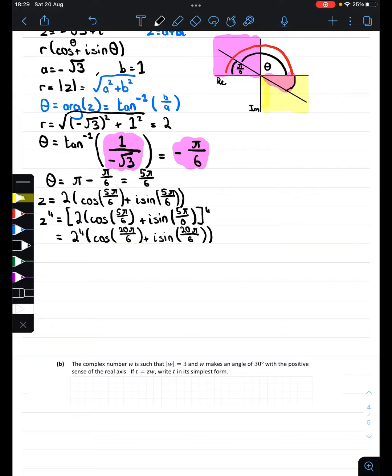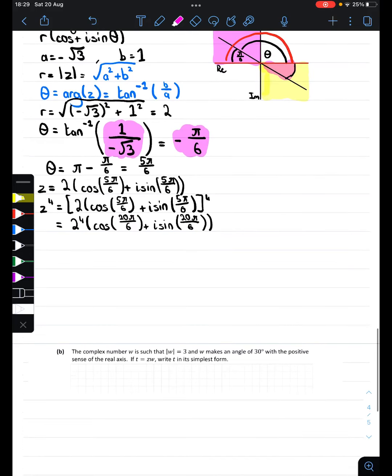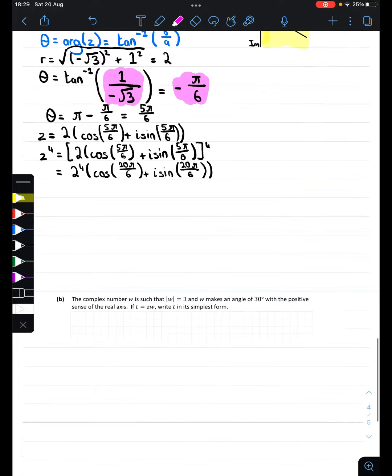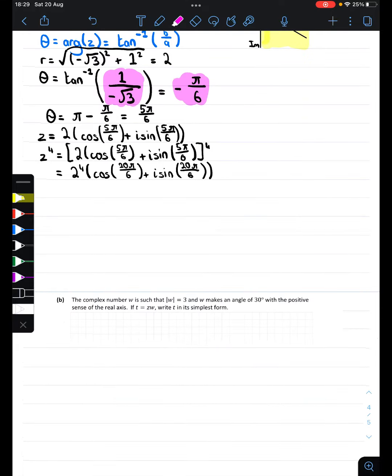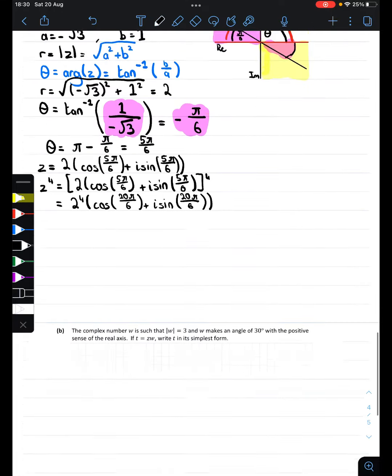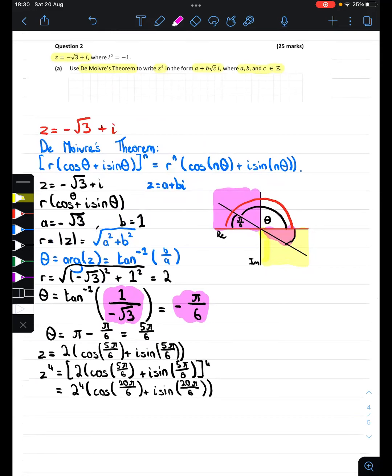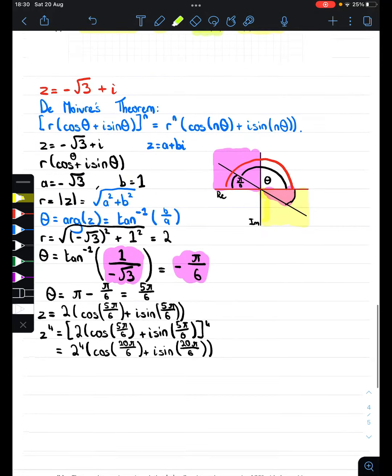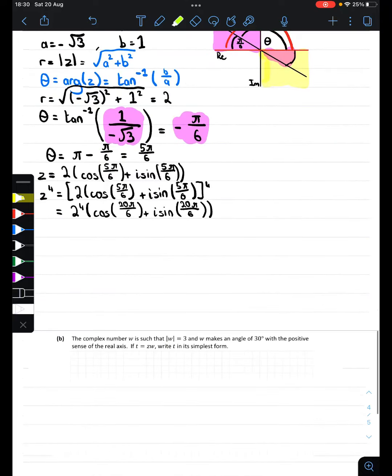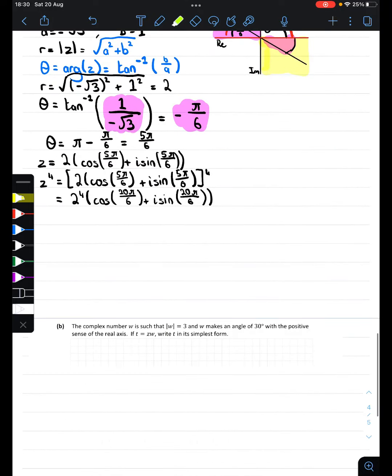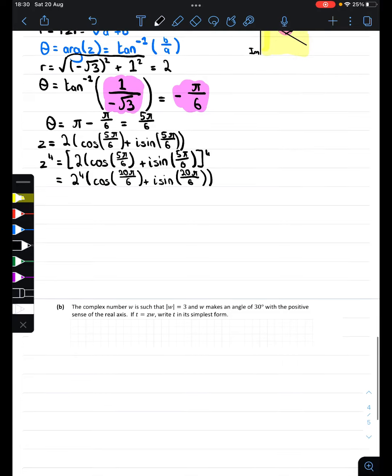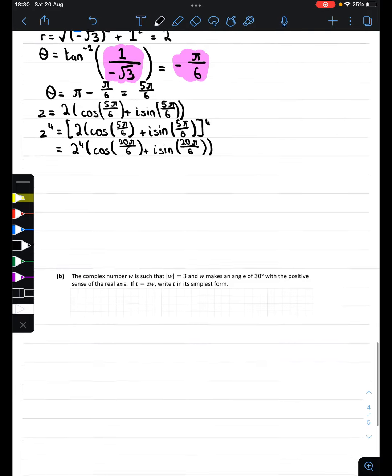Now you can simplify 20 pi over 6, but there's really no need to, because we're not going to be leaving it in this form. This is technically z to the power of 4, but they wanted it in this form here, a plus b root ci. So now we're going to have to go back. And it's actually a lot easier to go from this form, polar form, to the standard form. You just multiply it out.